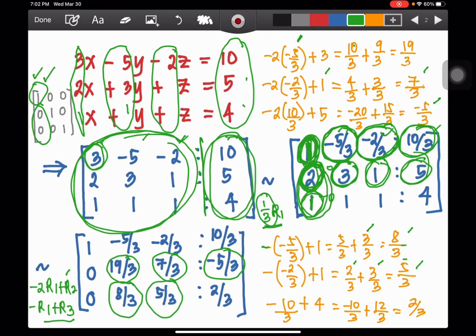And then, negative 10 over 3. That's the product of negative 1 and 10 over 3. Plus 4 is actually negative 10 over 3 plus 3 times 4, 12. So 12 over 3. Negative 10 plus 12 is 2. So 2 over 3 is the outcome here.